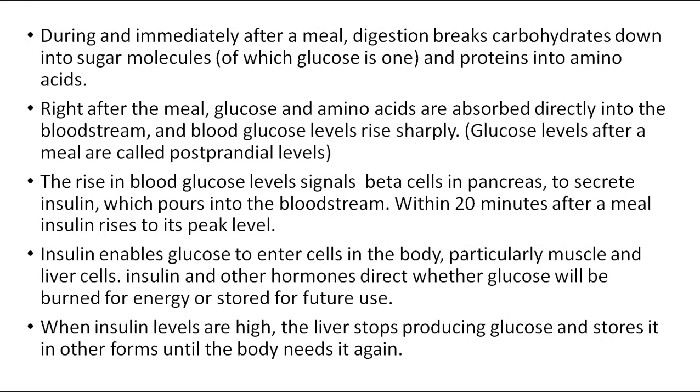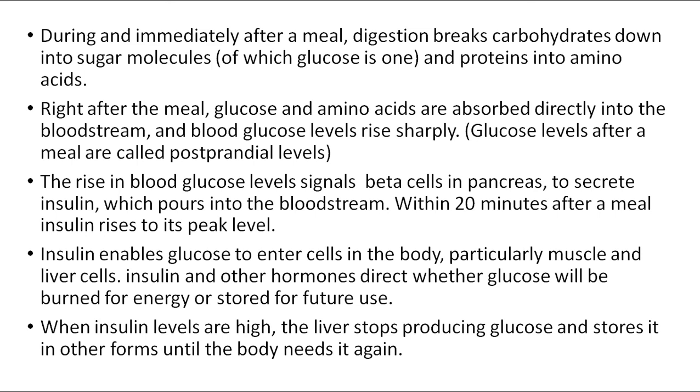During and immediately after the meal, digestion breaks carbohydrate down into sugar molecules, of which glucose is one, and protein into amino acids. After eating the meal, glucose and amino acids are absorbed directly into the bloodstream and blood glucose level rises sharply. The rise in blood glucose level signals beta cells in the pancreas to secrete insulin, which pours into the bloodstream, and within 20 minutes after a meal, insulin rises to its peak level.